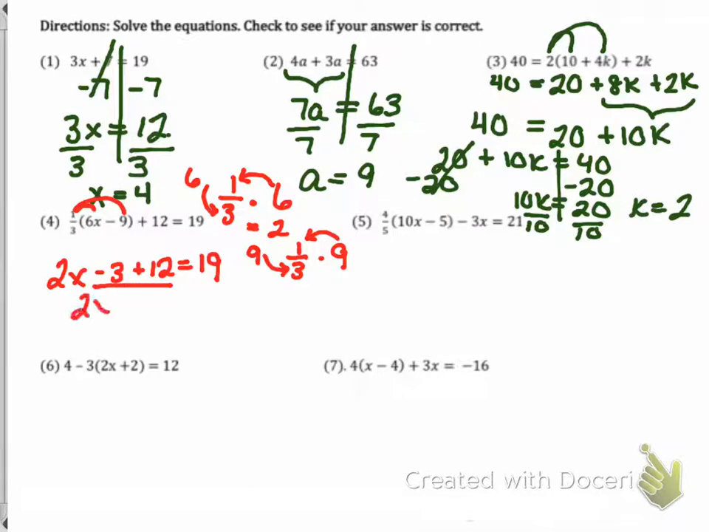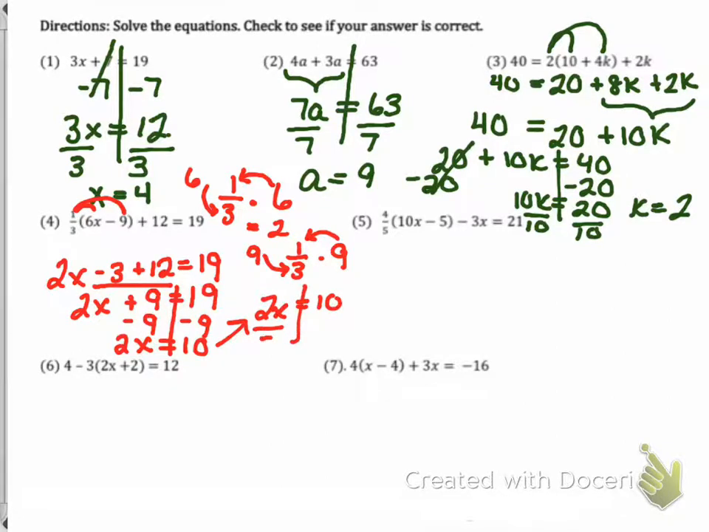So that's 2x, and then negative 3 plus 12 is 9, equals 19. Put my balance line in. I'll subtract 9 from both sides. So I get 2x is equal to 10. I ran out of room here, so let me just rewrite that. 2x is equal to 10, because now I'll divide both sides by 2, and I get that x is equal to 5. And I'll circle that. So let's try the same concept with fractions, in number 5.